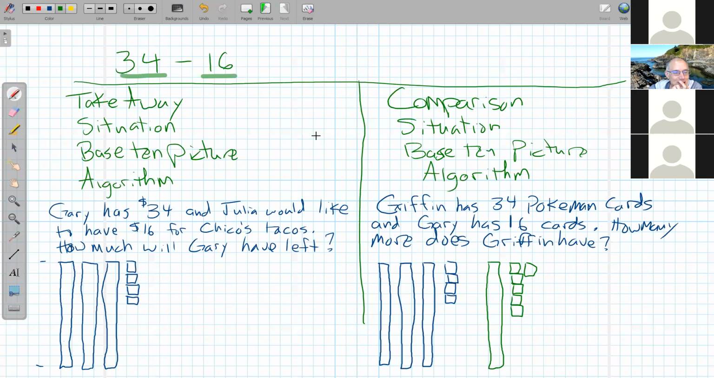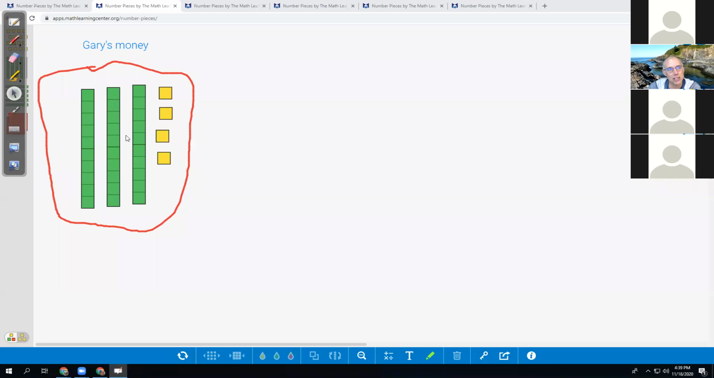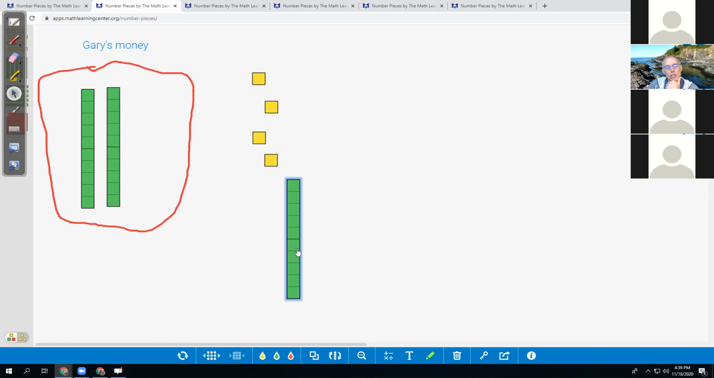All right, so here's my stories. Here's my 34 bucks, and I can't give Julia $16 right now because I have 3 10s and 4 1s. I can't make $16 out of 34 in this manner. If I go to the base 10 blocks here and think about the takeaway, I want to try and take away 16. Here I took away 1, 2, 3, 4. Ooh, that's 14. Should I give her 24?